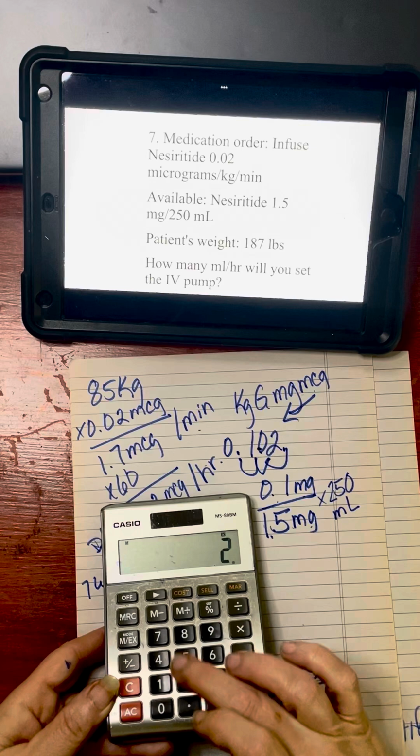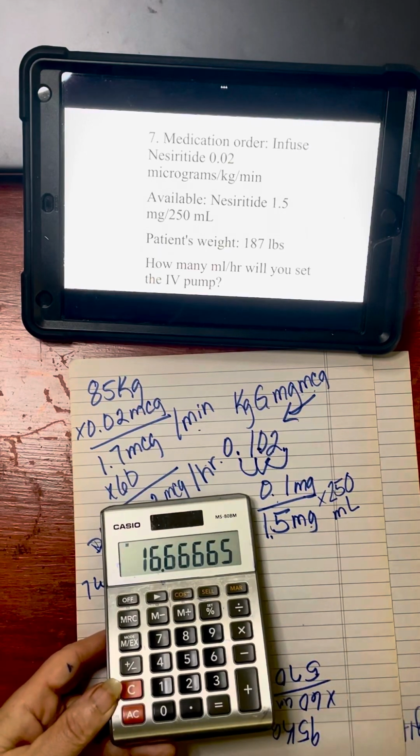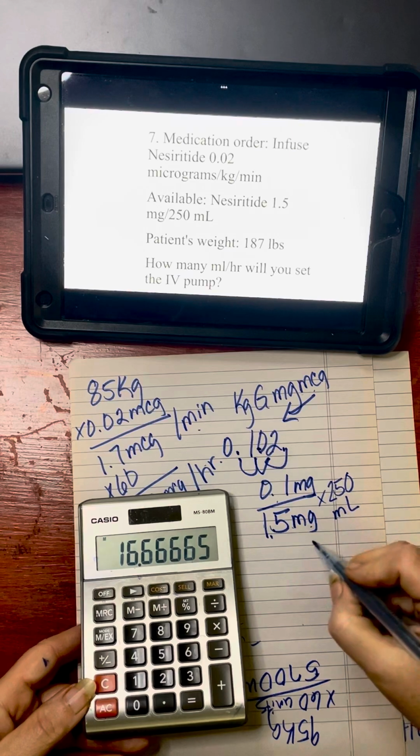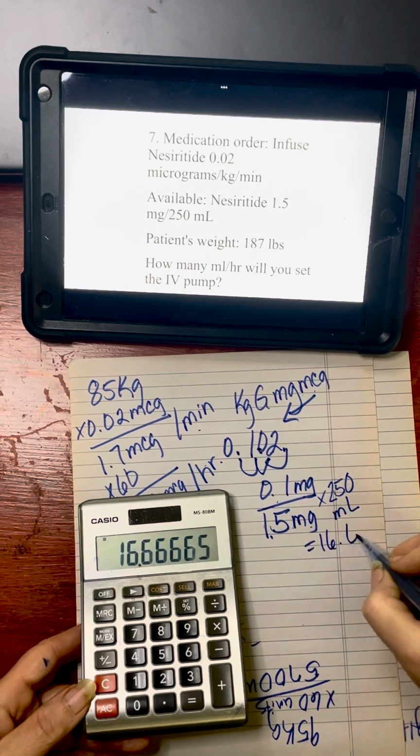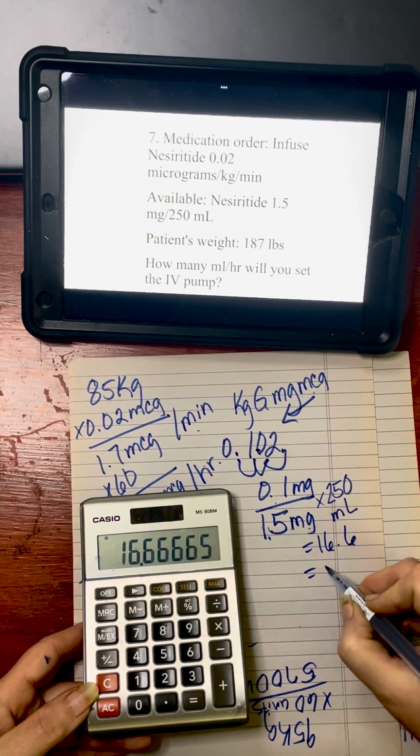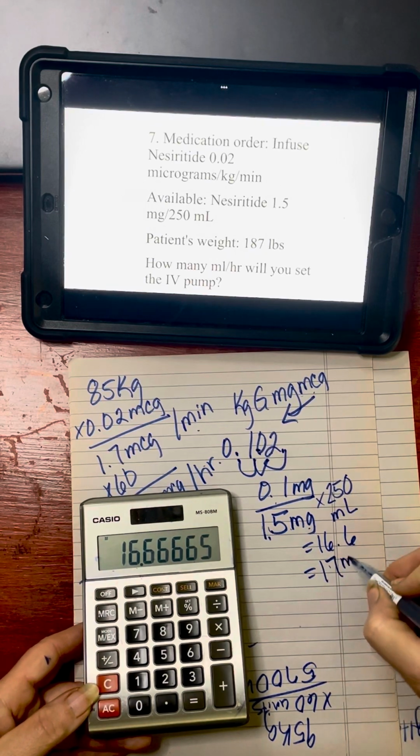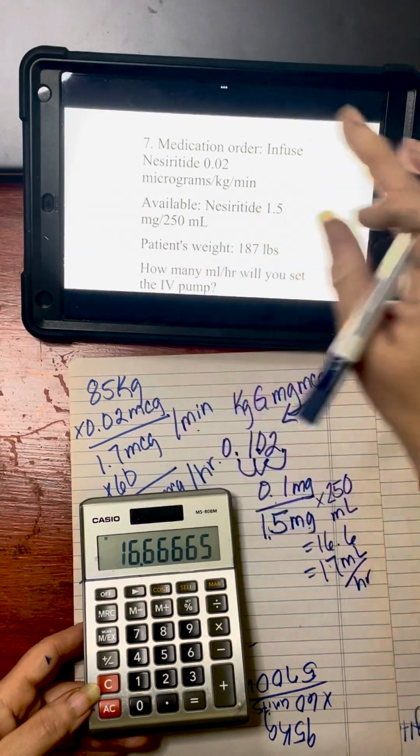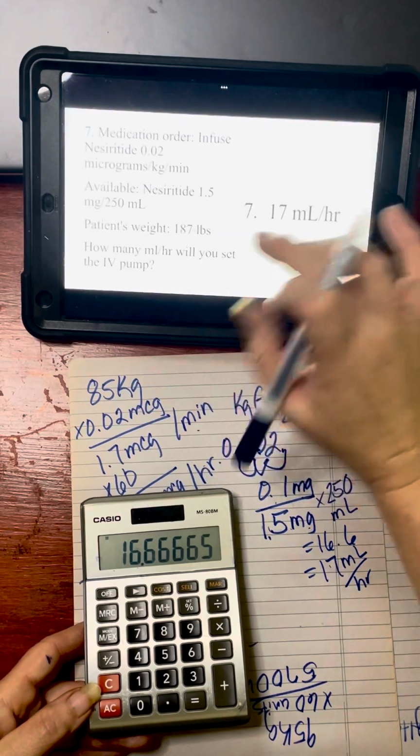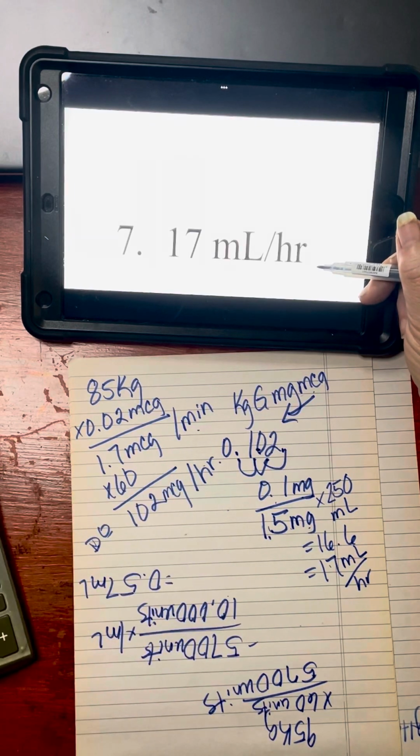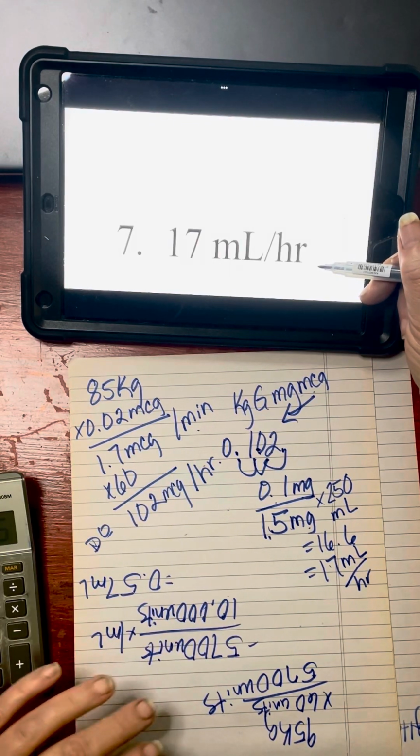But you're going to be all right. So it's going to equal 16.6 milliliters per hour, which will round up because pumps take whole numbers, 17 milliliters an hour. See that? Boom. It was a struggle, but we saved another one.